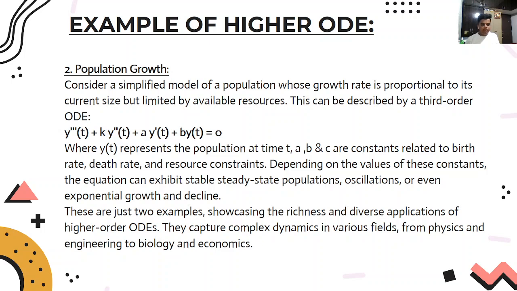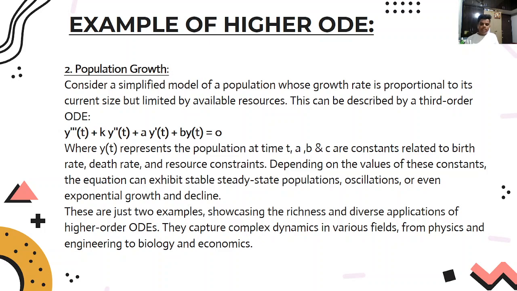Then a second example, population growth. Consider a simplified model of population whose growth rate is proportional to its current size but limited by available resources. As you can see, the equation where y of t represents the population at time t, and a, b, and c are constants related to birth rate, death rate, and resource constraints respectively.